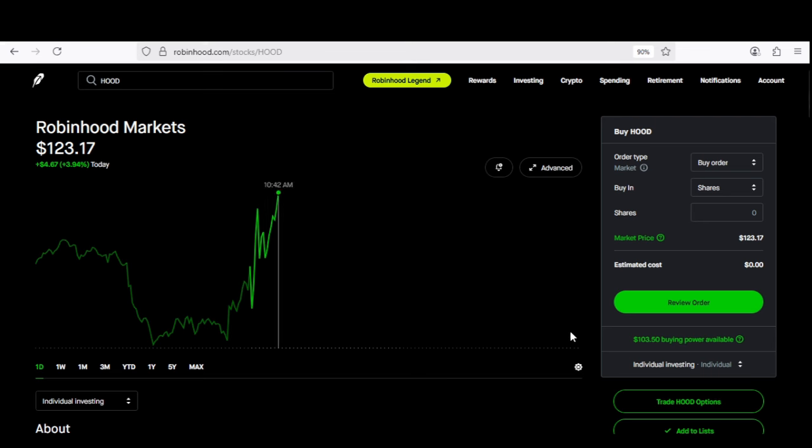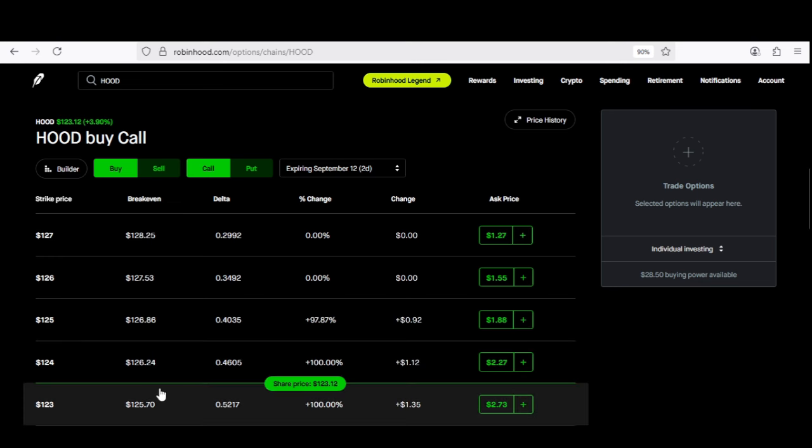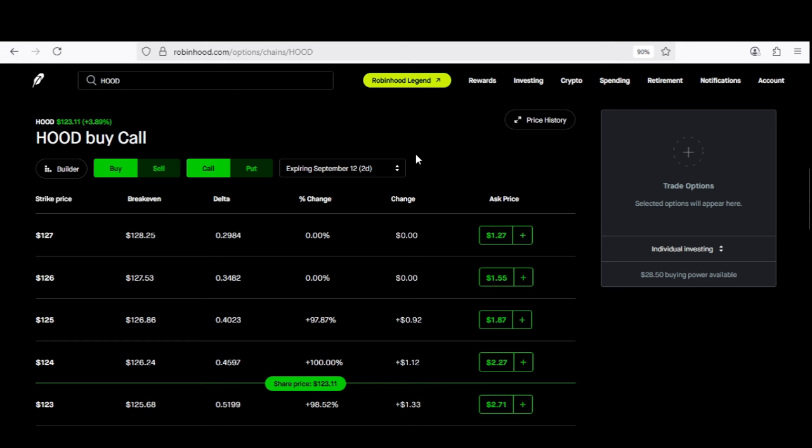Now we're going to go to trade HOOD options down at the bottom here in order for us to open up our options chain. This entirety of the information down here that I'm circling is what's known as the option chain, and what the option chain does is give us enough information in order for us to make a very informed decision before entering any option contract.